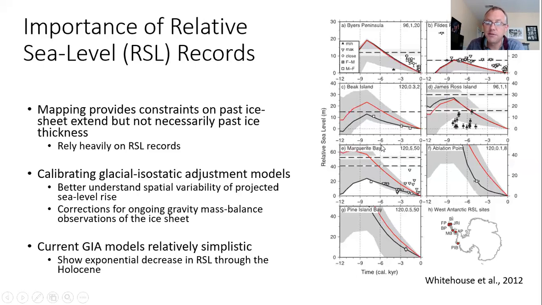So here's one such model, a great model by Pippa Whitehouse in 2012, that largely shows a decrease in the rate of RSL fall through time. Now, what we're going to do is basically see how accurate that is, a monotonic exponential decrease in the rate of RSL fall through time.